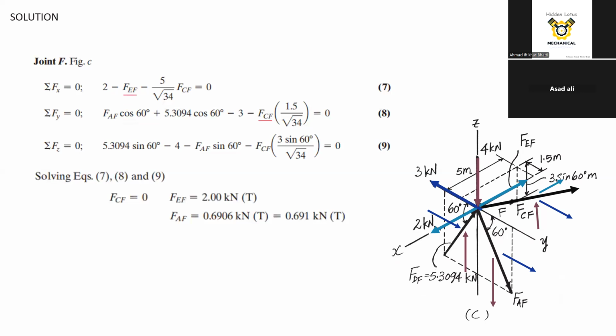So when we put the value of CF in equation 7, we get the force in member EF, which is 2.00 kilonewton, and we see the force in the member produces tension, while in the case of the force in the member AF, we obtain 0.691 kilonewton force. And you see also this force produces tension in this member.